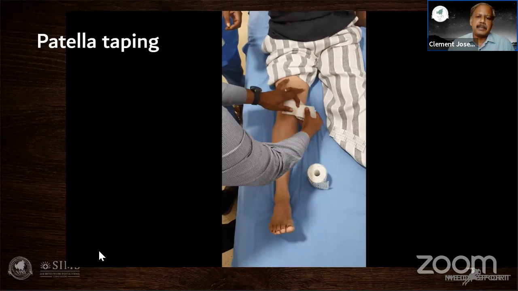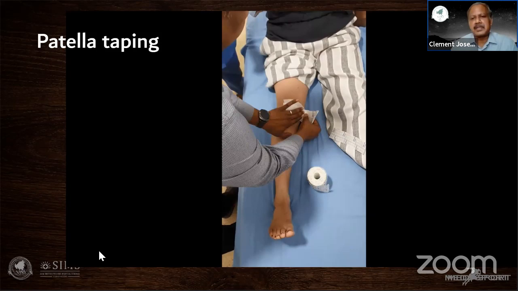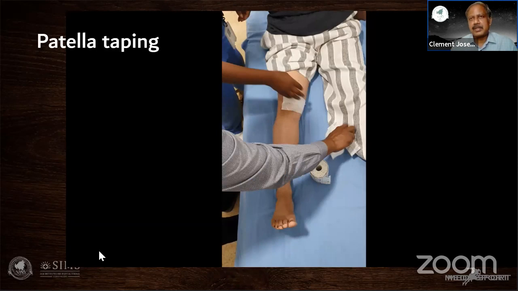If the patient has at least 40% improvement after application of the tape, it confirms the diagnosis of lateral pressure syndrome. And these patients usually improve with this kind of weekly taping, where I leave the tape for 3-4 days and the pain improves. Once the pain improves, the VMO starts functioning in a better way, and these people have very good improvement.